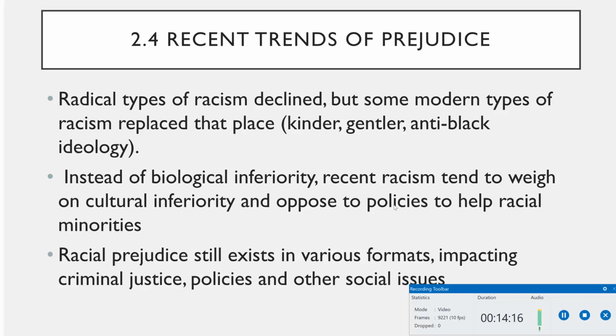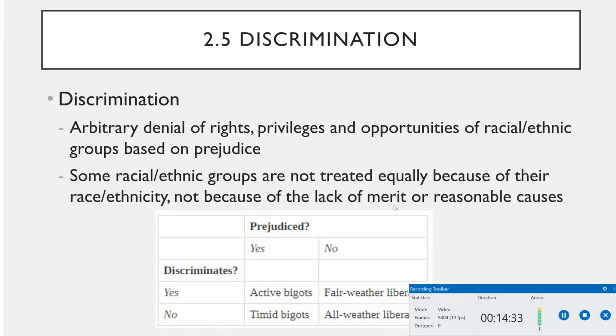So racial prejudice still exists in various formats, impacting criminal justice, policies, and other social issues. Many other prejudice issues also have an impact in the format of discrimination. So discrimination is the arbitrary denial of the rights, privileges, and opportunities of racial and ethnic groups based on their prejudice and their racial and ethnic identities. So some racial and ethnic groups are not treated equally because of their race and ethnicity, not because of their quality or benefits or other reasonable causes.